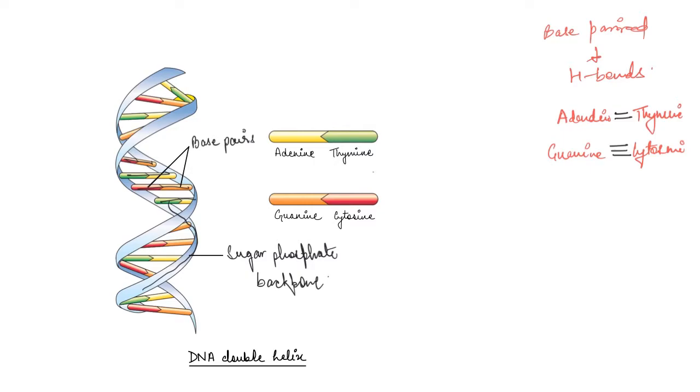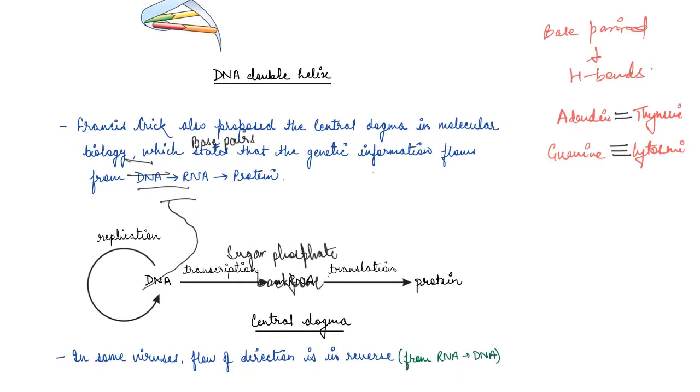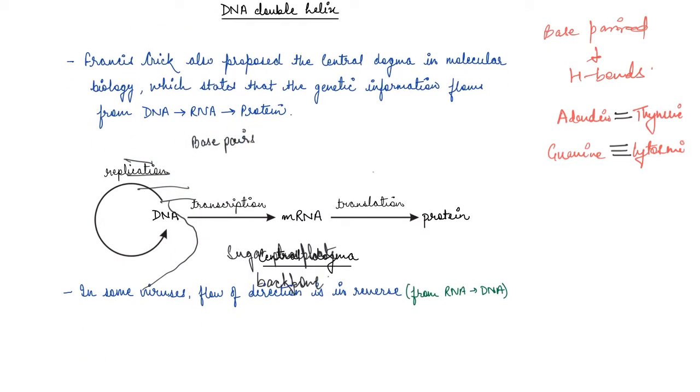Now let's see what Francis and Crick said. Either they gave some more clarification, right? So Francis and Crick also proposed the central dogma in molecular biology, which states that genetic information flows in the direction as shown here. It starts from DNA, which keeps on replicating itself. DNA transcribes into mRNA, messenger RNA, which translates into proteins. So this is the central dogma.